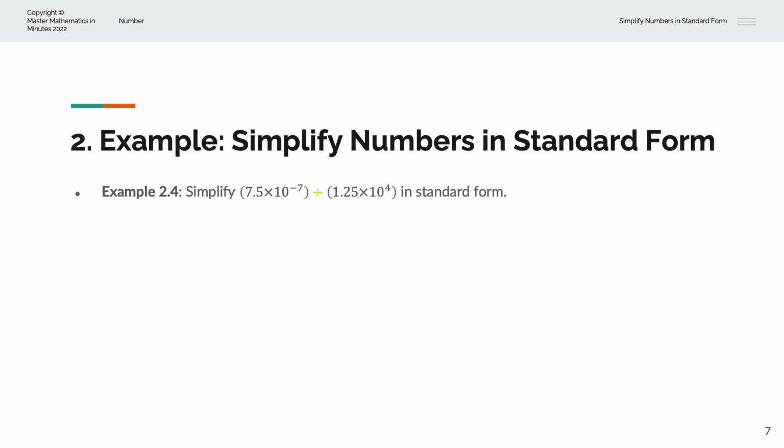In the fourth example, we're asked to simplify 7.5 times 10 to the power of minus 7 divided by 1.25 times 10 to the power of 4, and we want the answer in standard form. And so we will group 7.5 divided by 1.25, and that is equal to 7.5 over 1.25. We will group 10 to the power of minus 7 divided by 10 to the power of 4, and that is equal to 10 to the power of minus 7 minus 4, because we're dividing here. So 7.5 over 1.25 is 6, and minus 7 minus 4 is minus 11. So 6 is between 1 and 10, and minus 11 is a negative integer, so that is in standard form as required.